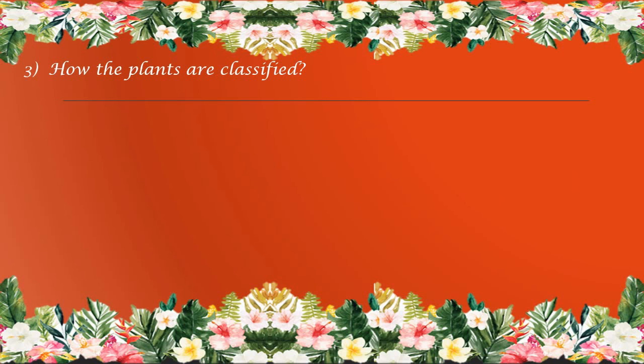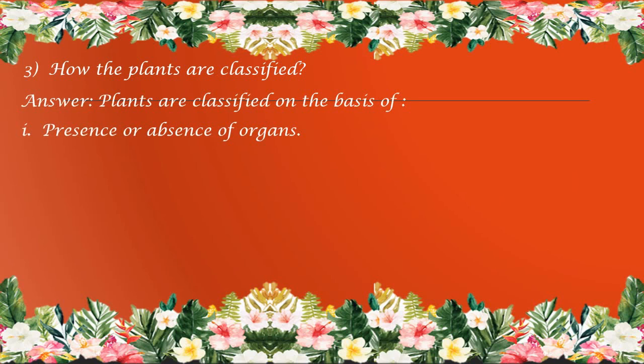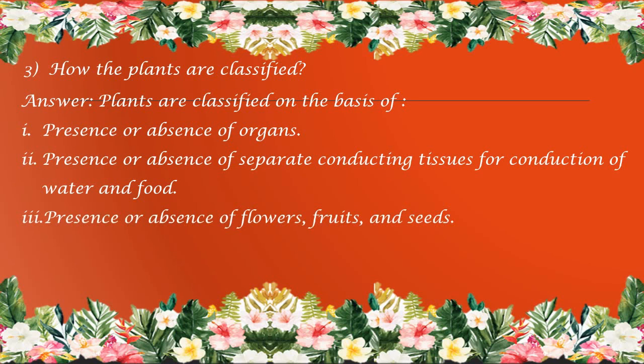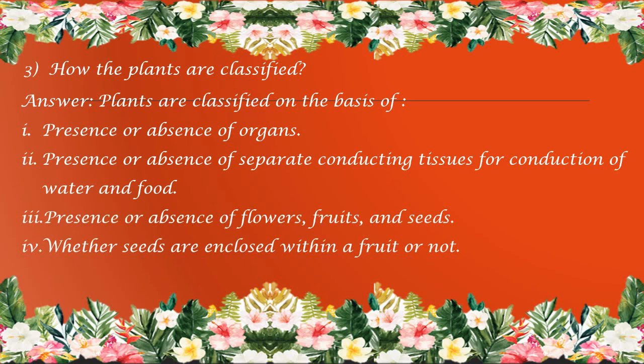Now the next question is how the plants are classified. The plants are classified on the basis of presence or absence of organs, then presence or absence of separate conducting tissues for conduction of water and food, then presence or absence of flowers, fruits and seeds, then whether seeds are enclosed within a fruit or not, and depending upon the number of cotyledons in the seed.